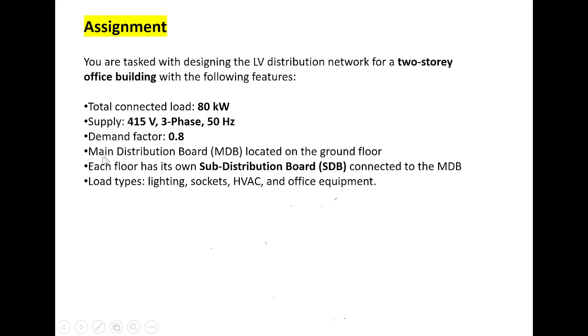Then the main distribution board is located on the ground floor, with other panels on each floor. Then you have lighting load, socket load, HVAC, and office equipment. So use this information and create a simple power system, or create a single line diagram, calculate equipment sizes, and share with me in the group.